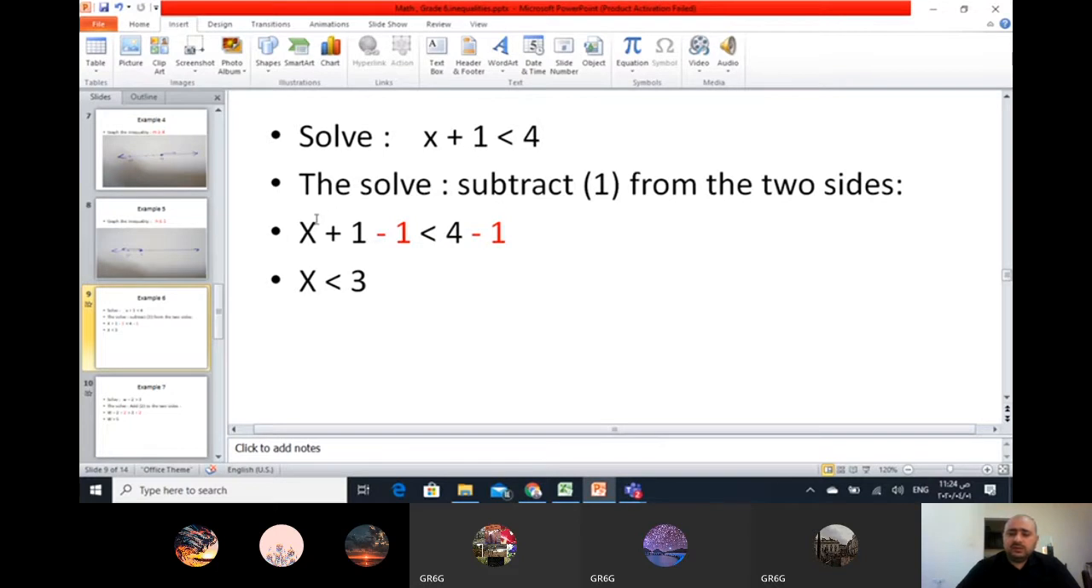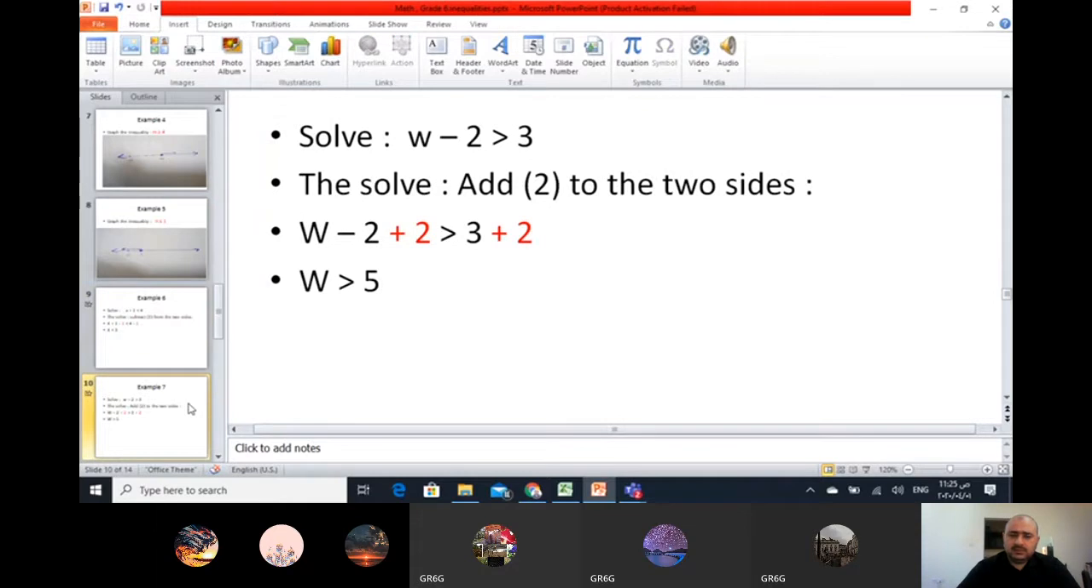How? x plus 1, the opposite of plus 1 is minus 1, less than 4 minus 1. Here plus 1 and minus 1 will be 0, so x remains. On the other side we have 4 minus 1, which will be 3. So x less than 3. This is the solution for this inequality.